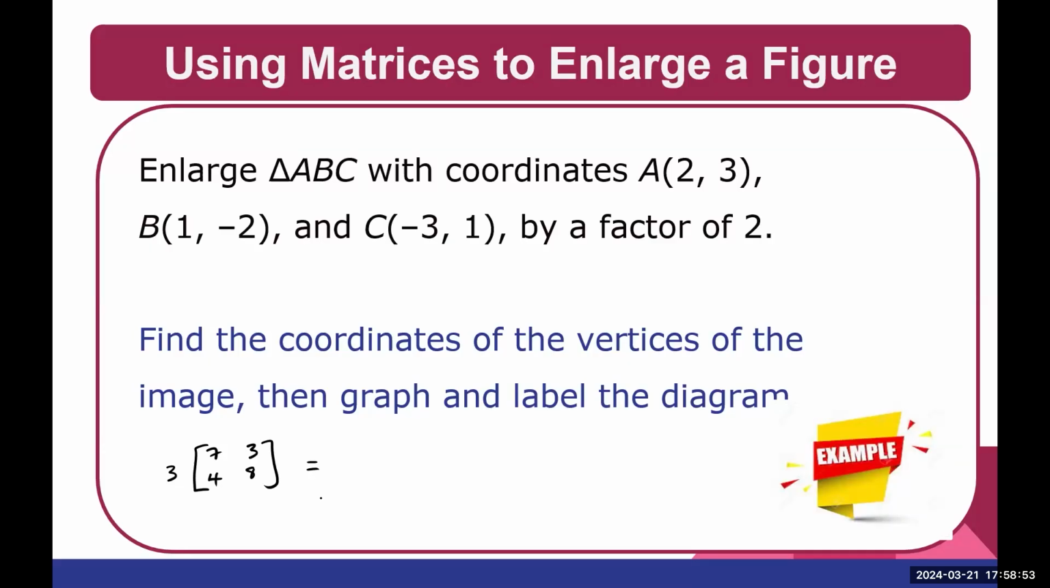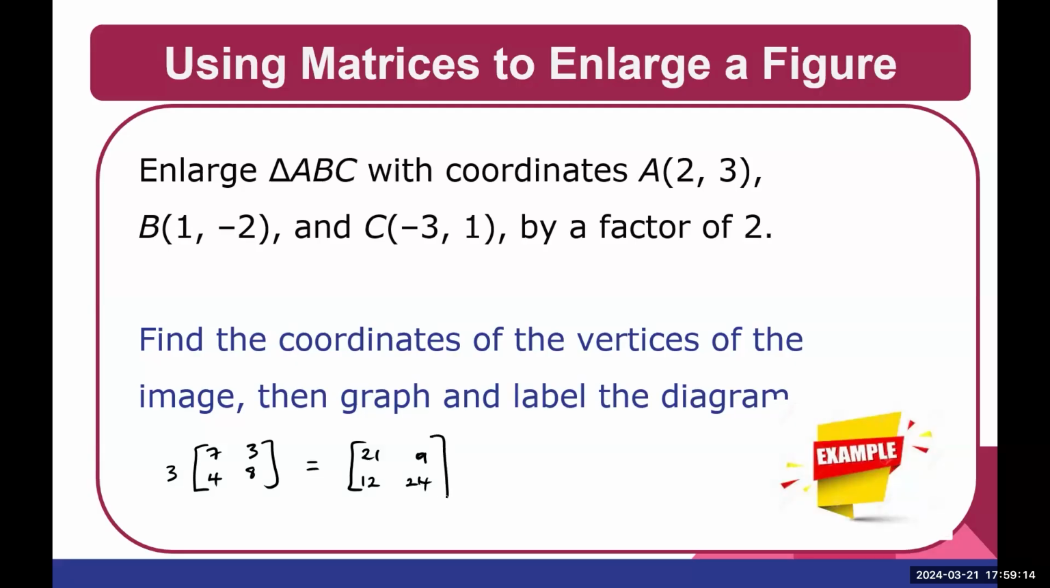All right, is everyone finished with this one? We want to multiply by 3. What would our result be? 21, 9, 12, and 24.